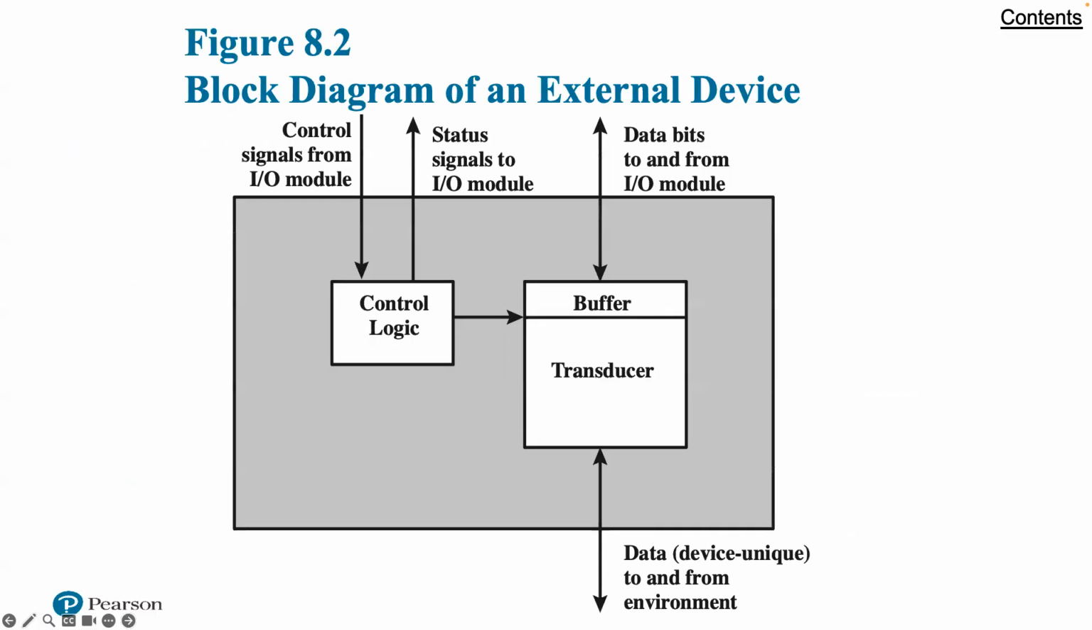So here we have a block diagram of an external device. In very general terms, the nature of an external device is indicated here in figure 8.2. The interface to the I/O module is in the form of control, data, and status signals. Control signals determine the function that the device will perform, such as send data to an I/O module, input or read, accept data from an I/O module, output or write, report status, or perform some control function particular to the device. For example, position a disk head.